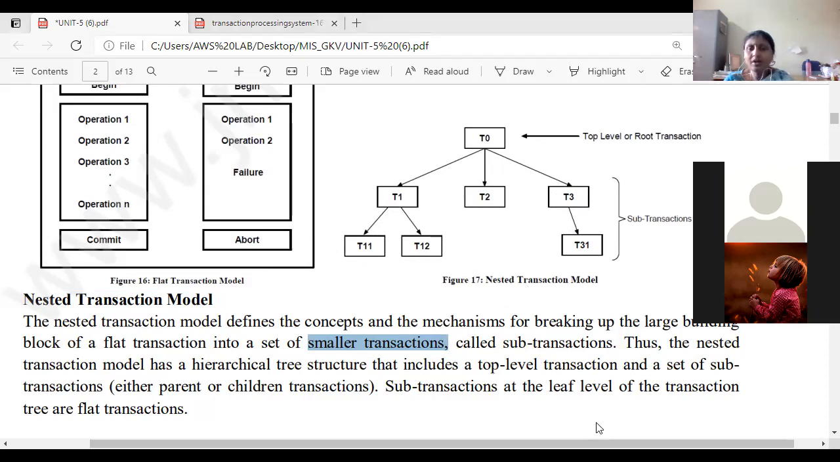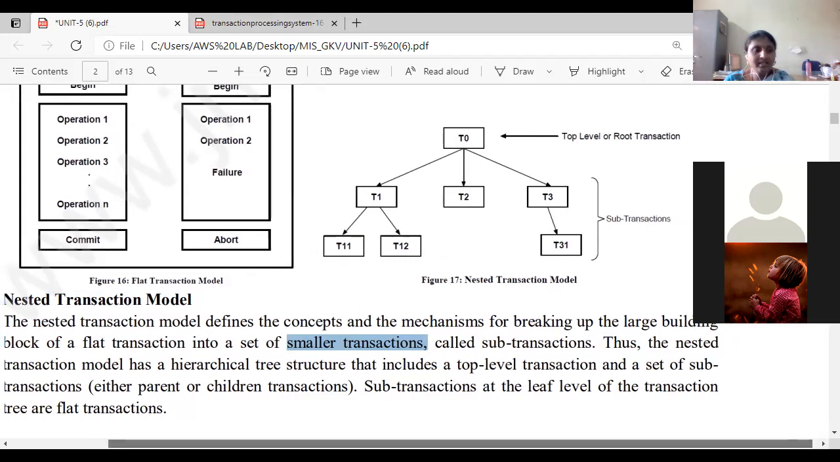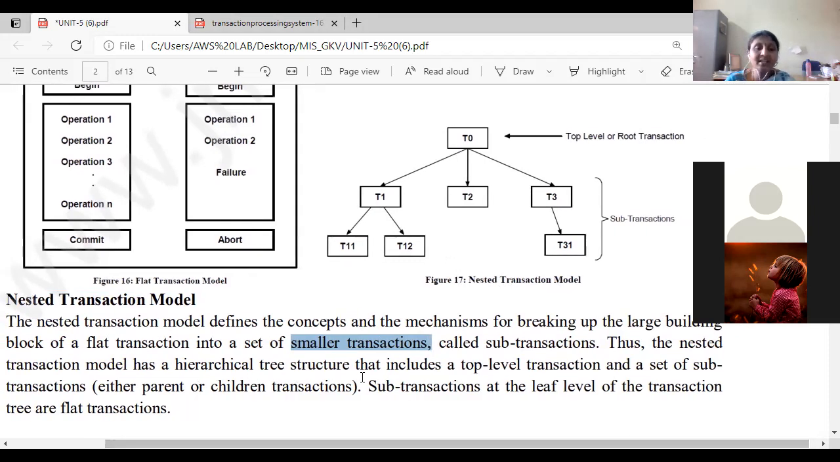So when you are using this nested transaction model, it has a hierarchical tree structure that includes the top level transaction and a set of sub transactions. As I have told you, nested means it is a hierarchical tree structure model, a tree-like organization. So we have the top level, the root, and a set of sub transactions.